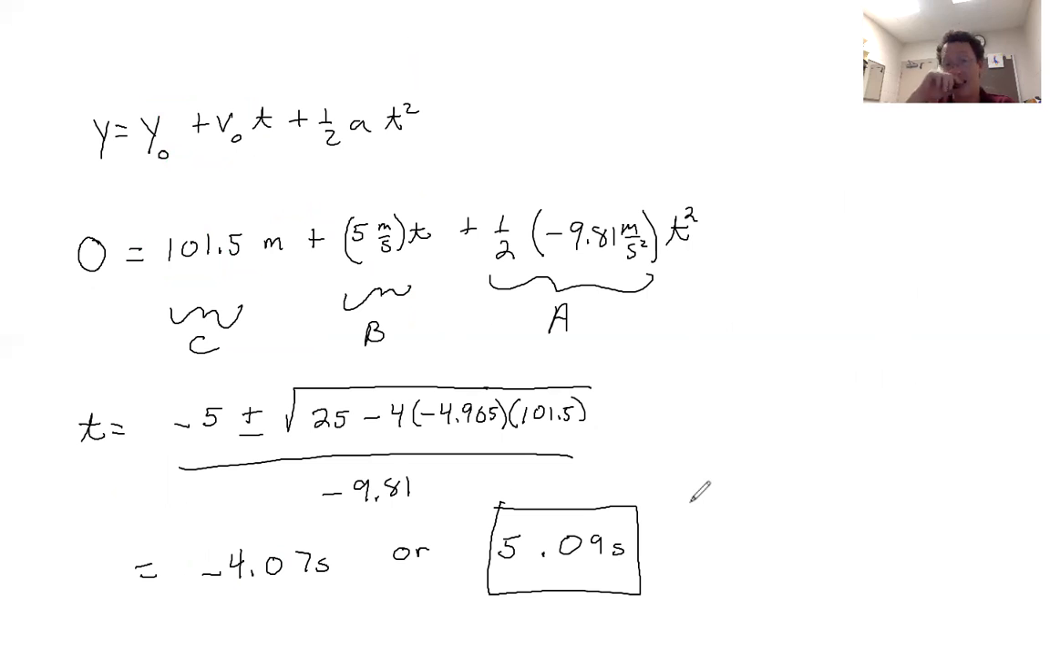Okay, and so that is a typical kinematic equation problem. You could do all sorts of other things. You could use the other kinematic equations to find the final velocity that it hits the ground with, or, I don't know, there are lots of variations of this.